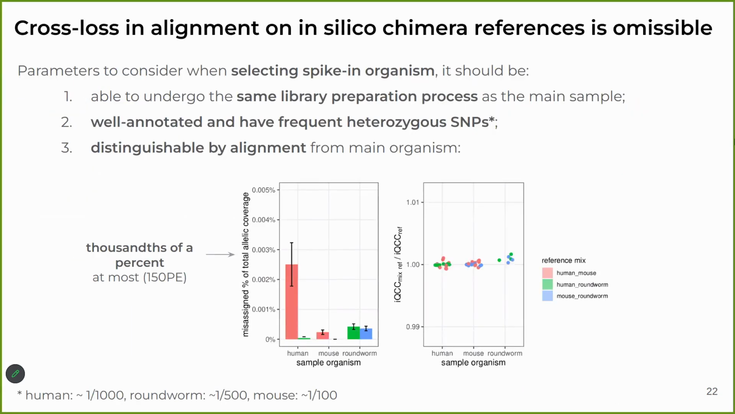Finally, a few more slides about robustness of the methodology. First, there are only 3 recommendations on the choice of spiking sample. It obviously should be able to undergo the same library preparation process as the main sample. Second, the organism should be well annotated, and having more frequent polymorphisms will allow you to be more efficient and keep more reads as allelic resolved. Third, it should be distinguishable from the main organism, but note that even mouse and human almost do not cross a line on each other.